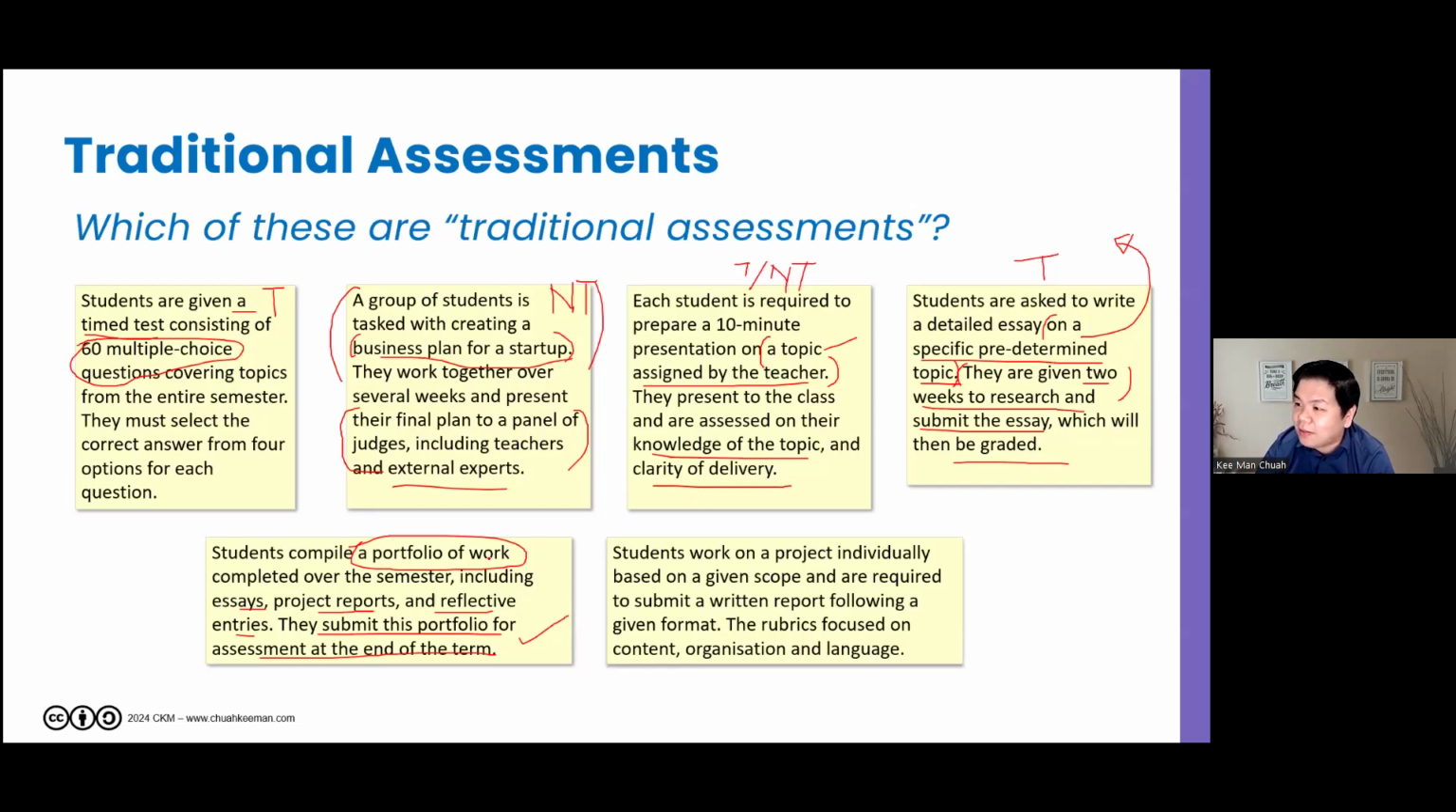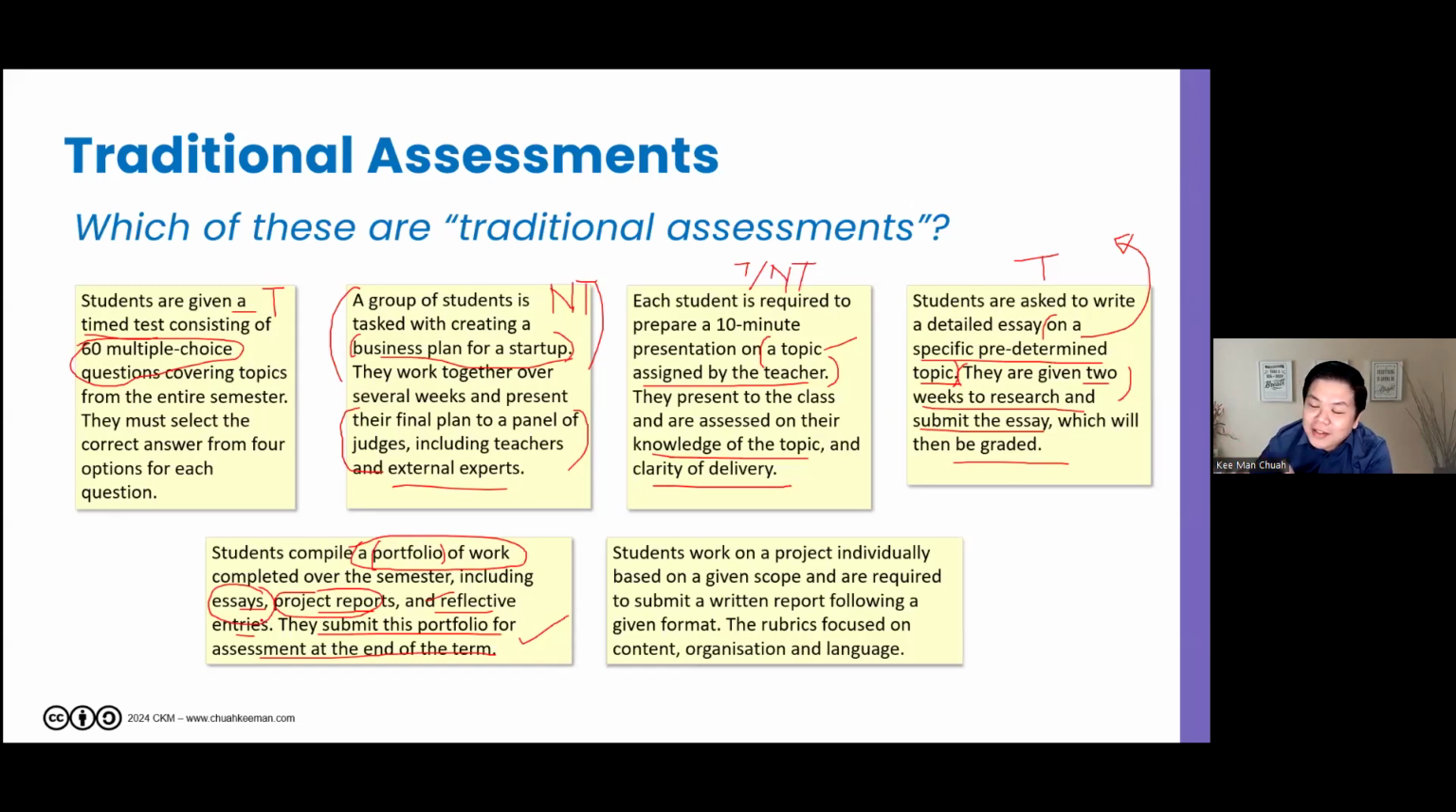Yep, that's really nicely put, right? I think this is the obsession. We kind of change traditional assessment to sound like authentic or alternative by just changing the mode. But essentially, essays, project reports, reflective notes, that's not something that we put up as a portfolio and show to the world, right? It sounds more like something we put in a folder and then just pass to the lecturer. You know what I mean?